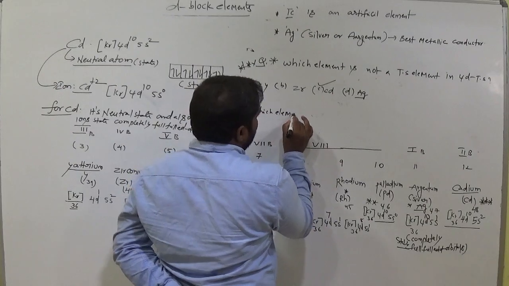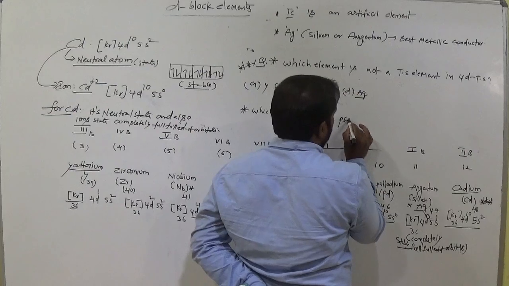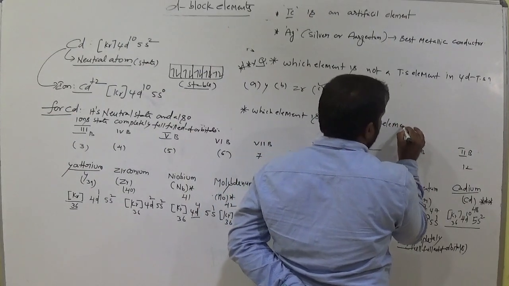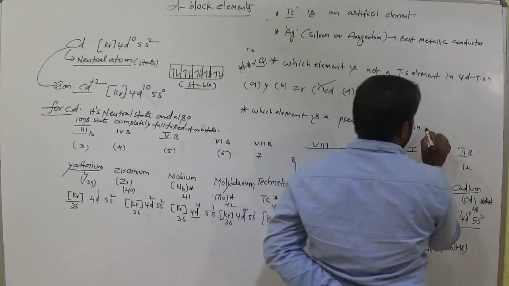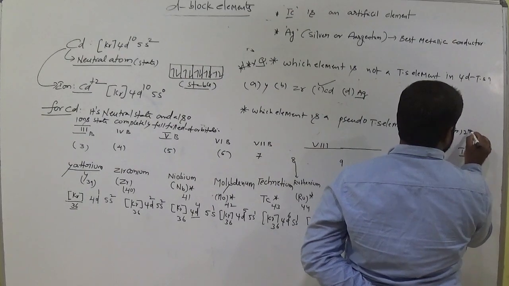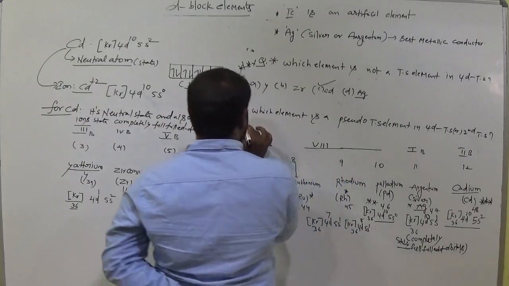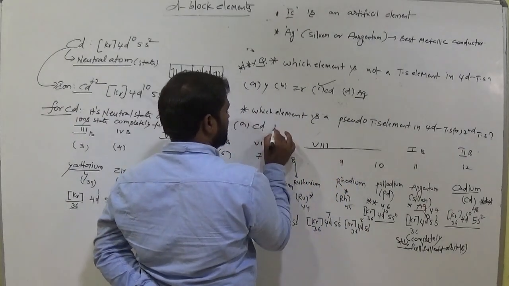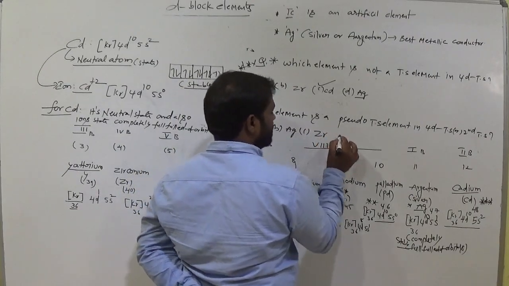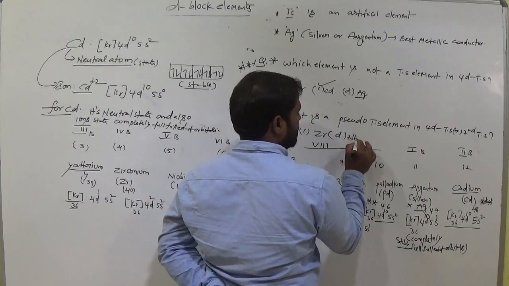Which element is a pseudo transition element in 4D transition series or second transition series? Remember this, both are correct. Option A cadmium, option B silver, option C zirconium, option D niobium.